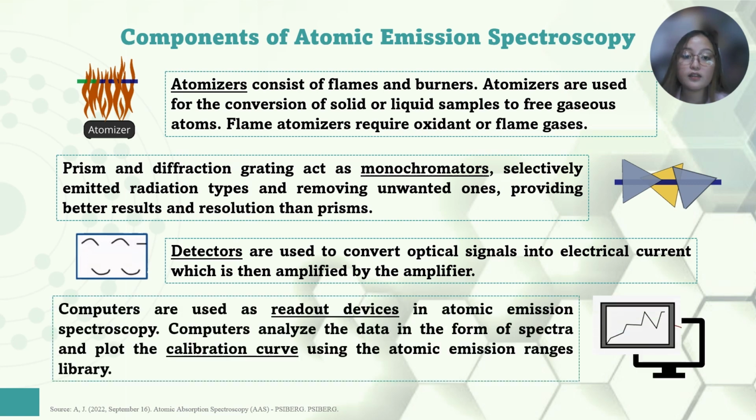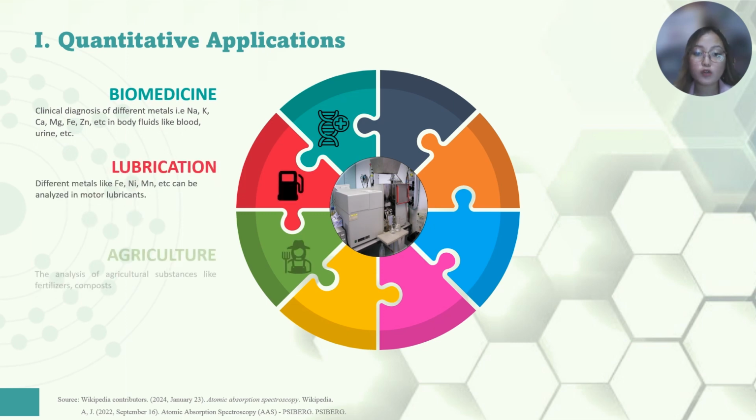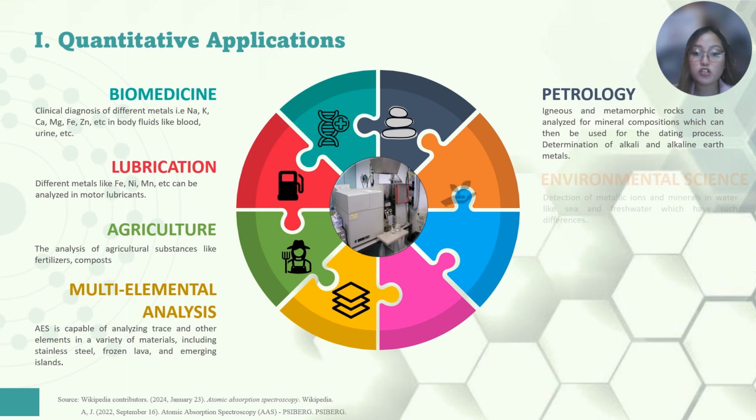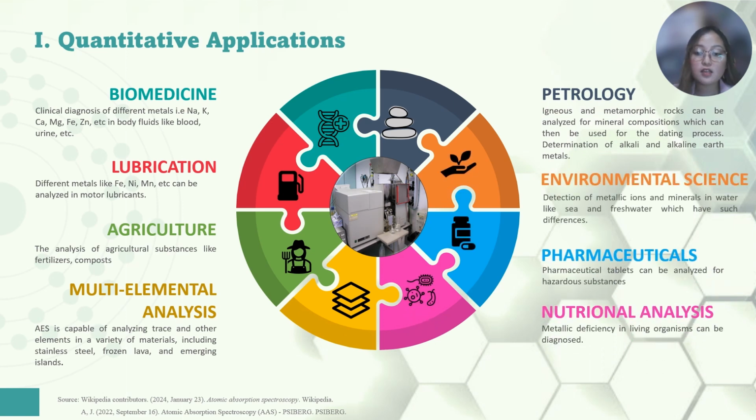Lastly, the readout devices. Computers are used as readout devices in atomic emission spectroscopy. Computers analyze the data in the form of spectra and plot it into the calibration curve using the atomic emission ranges library. AES has several quantitative applications including biomedicine, lubrication, agriculture, multi-elemental analysis, petrology, environmental science, pharmaceuticals, and lastly, nutritional analysis.